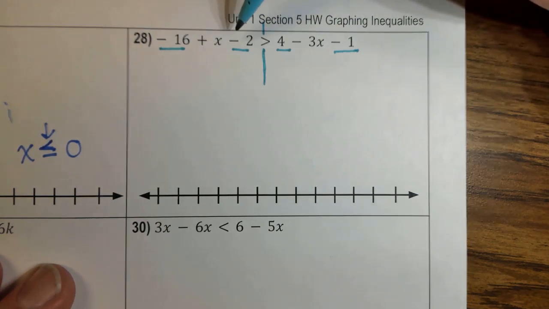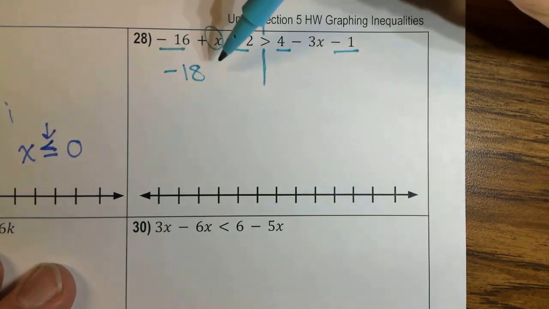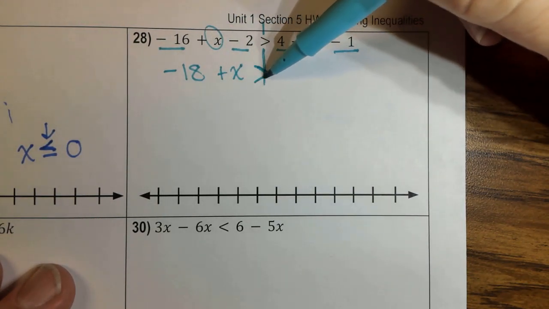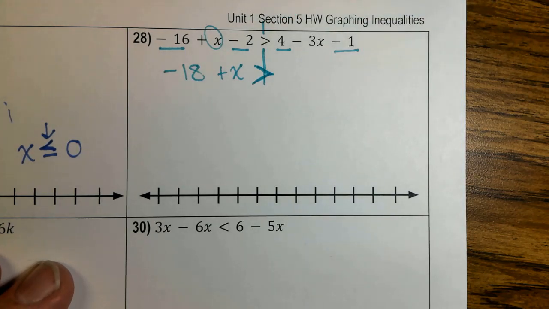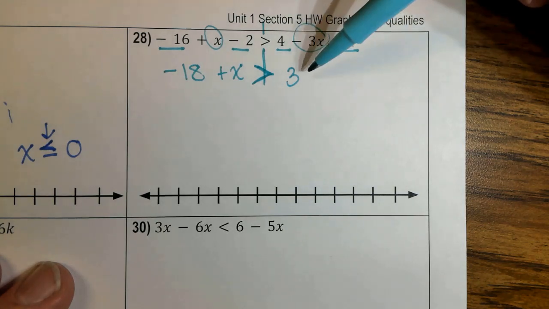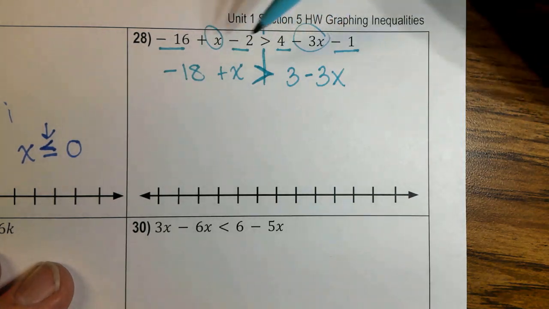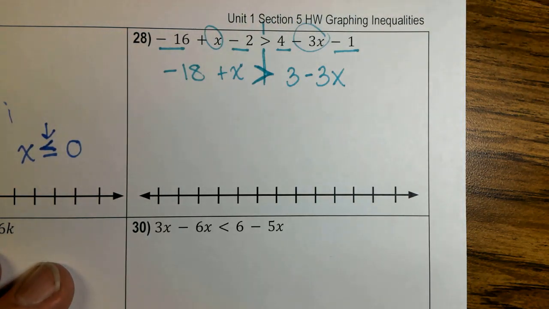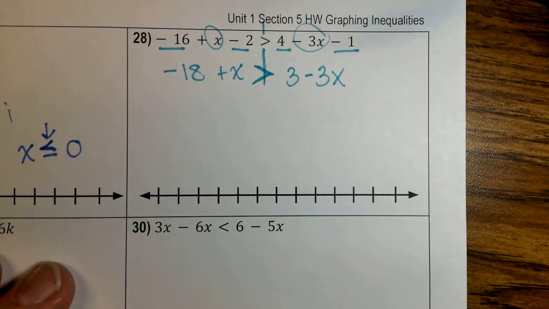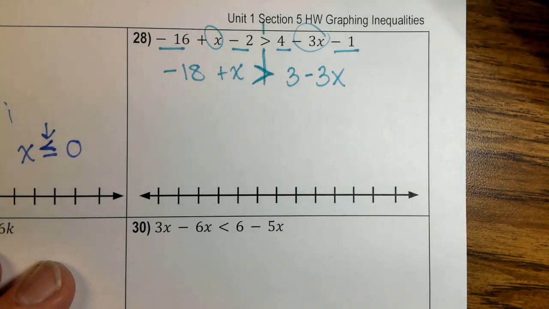So I have negative 16 minus 2 gives me negative 18. My x didn't change, so I have that. My inequality is still here. Now on the right, I do 4 minus 1 gives me 3. My x didn't change, so I just bring that down. Okay. Now this is kind of starting to look like stuff we did on the last page. So from here, I have an x on both sides, so I want to move all my x's to the same side. So it's just like equations.